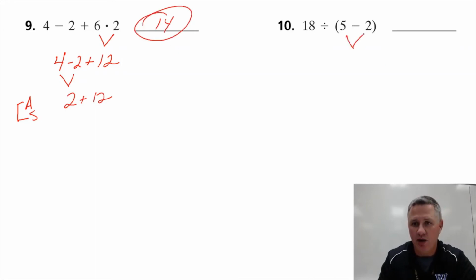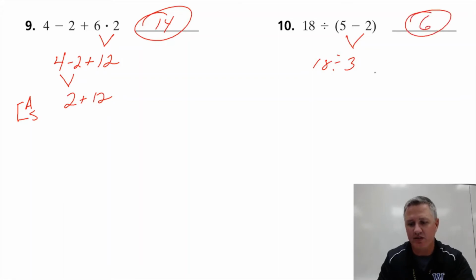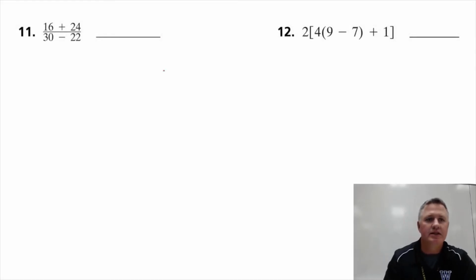All right, start with the parentheses. 18 divided by 3 is 6. That was easy. Next one.